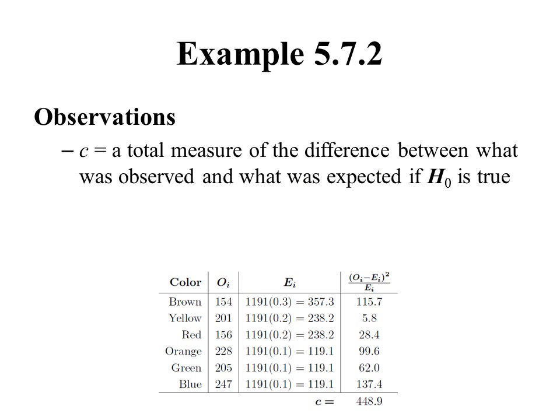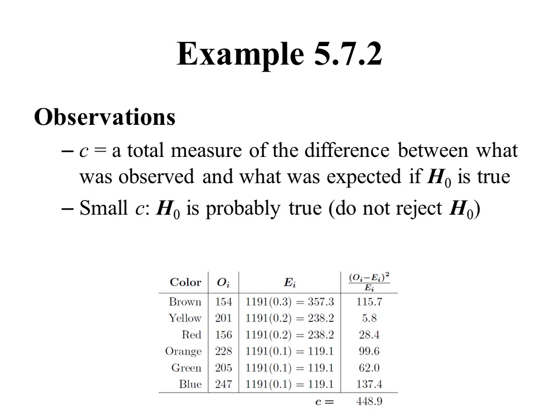Now, let's make some observations about this test statistic. So here are the calculations that we just did. This test statistic C, informally, is a total measure of the difference between what was observed and what was expected if the null hypothesis were a true statement. So it's a measure of just how much difference there is between these two columns. If we have a small value of C, that means there's not a whole lot of difference between what we observed and what we expected. And so that means our null hypothesis is probably a true statement, which would lead us to the technical conclusion of do not reject the null hypothesis.